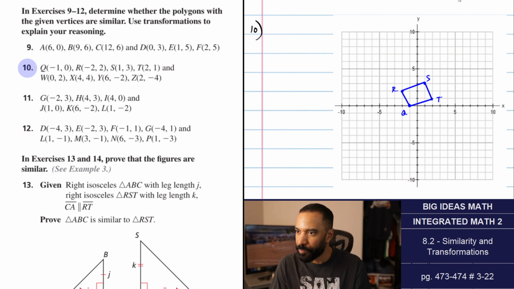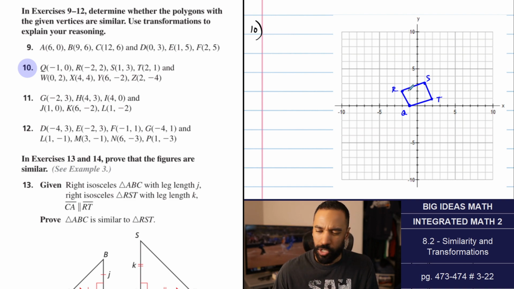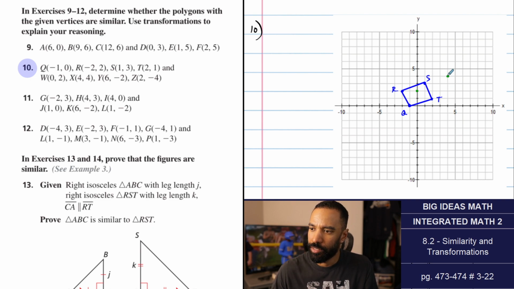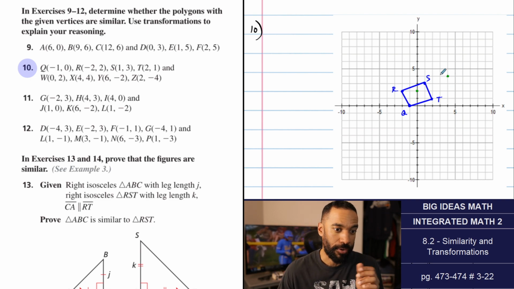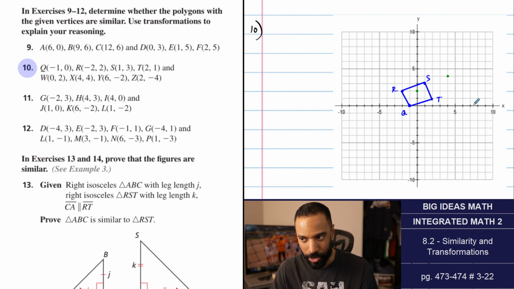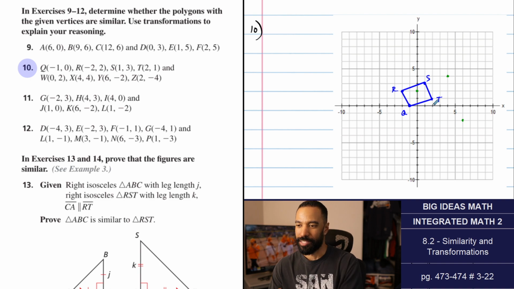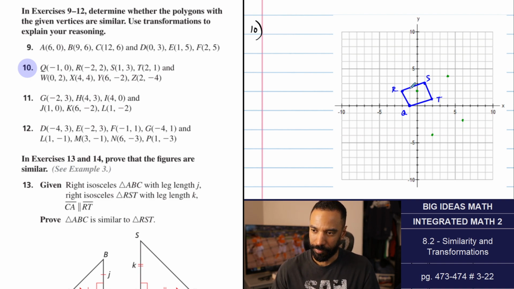W. Did I draw all these before? I guess so. W is at 0, 2. X is at 4, 4. Now, I'm curious, because I don't know, I'm curious if it's not a transformation, how I say that it's not. And Z is at 2, -4. W, X, Y, Z.